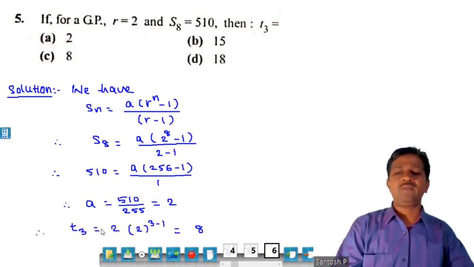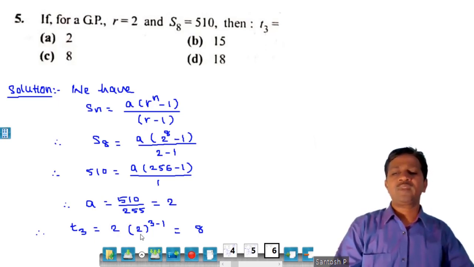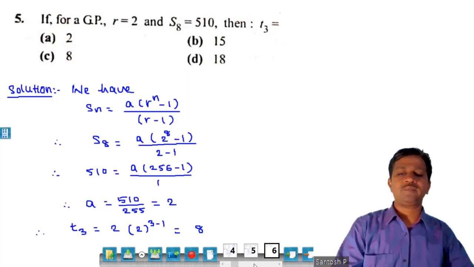So now, using A equals 2 and R equals 2, I can find the third term of the GP. The formula for Tn is known to you, A into R raised to n minus 1. In this case, A is 2, R is also 2, given in the question, raised to n minus 1. N means here 3. We have to find the third term. So n minus 1 means 3 minus 1, so 2 squared into 2 is 8. And so the answer is T3 equals 8. Option C is the correct answer. Okay, hope you got this.